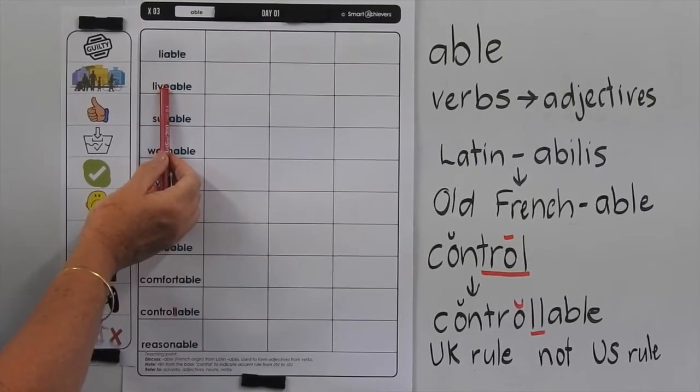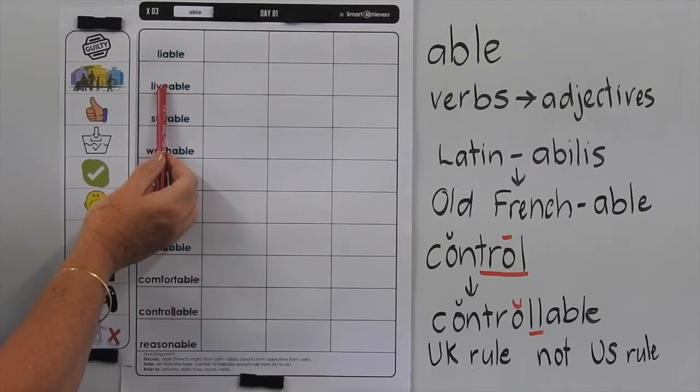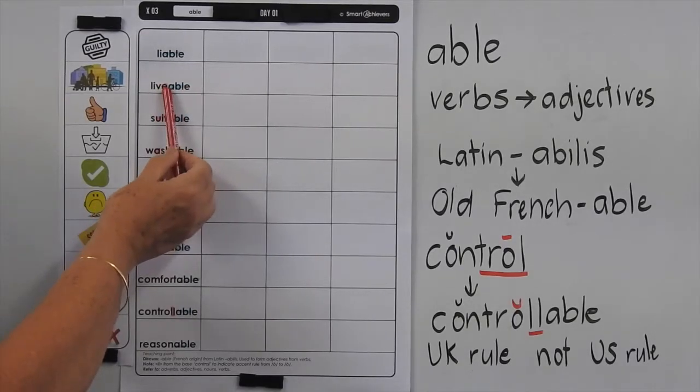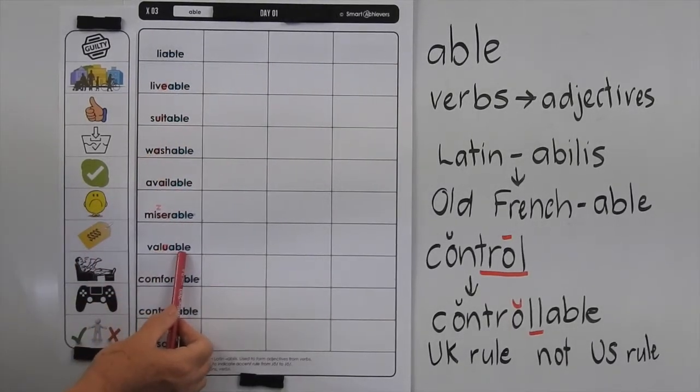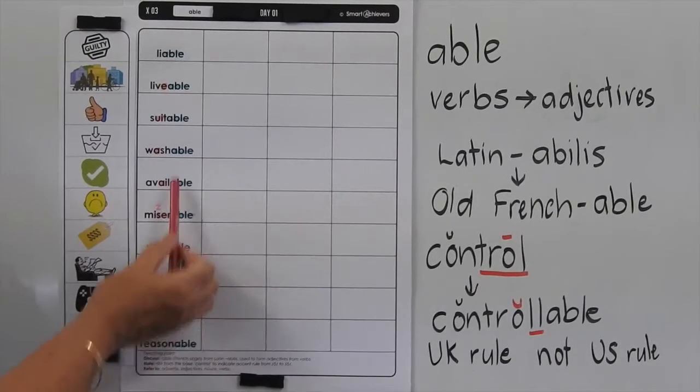So livable, the only reason the E is on the end of live is because English words can't end in V. So we don't really need to keep it here because we've got the able, but we do. Whereas down here in valuable, the only reason we have an E on the end of value is because English words can also not end in a U. But in valuable, we take the E away. So don't get tricked with those two in there.